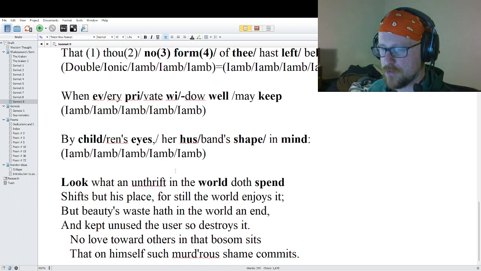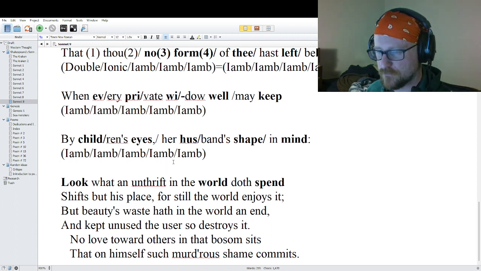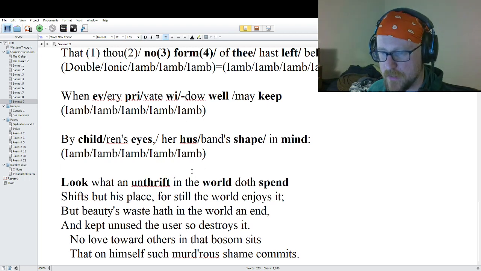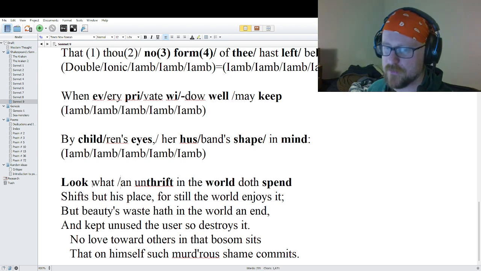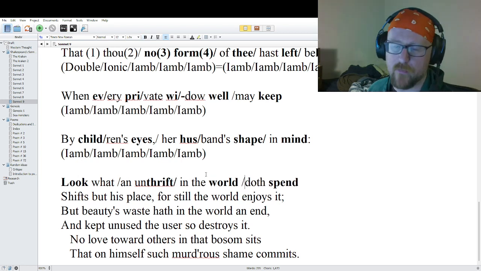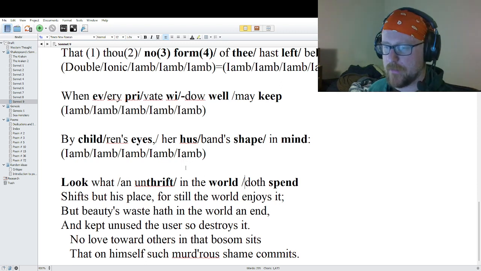Now, this is going to get a little tricky. Some of you might already see it. In "unthrift," some of you are probably going to stress the "thrift," okay? This would probably be the hardest line of this poem so far. If you did it like this, it would look like trochee, anapest, iamb, right? That's what somebody would scan, and you'd be like, oh man, that ain't right. You're going to say, I messed up somewhere, right?